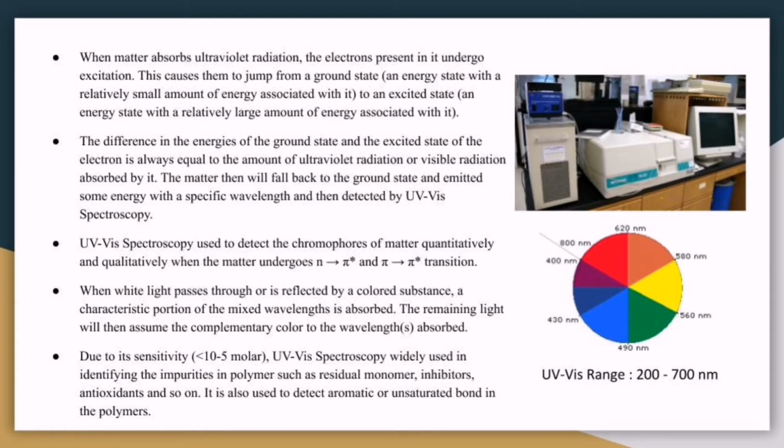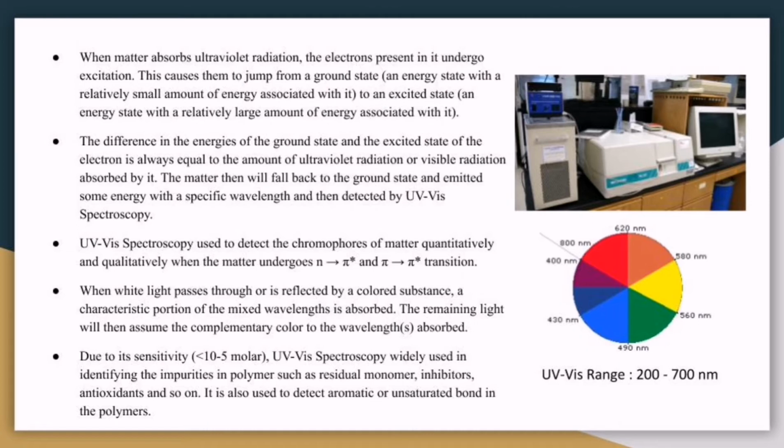When white light passes through or is reflected by a colored substance, a characteristic portion of the mixed wavelengths is absorbed. The remaining light will then assume the complementary color to the wavelengths absorbed. This relationship is demonstrated by the color wheel shown on the right. Here, complementary colors are diametrically opposite to each other.